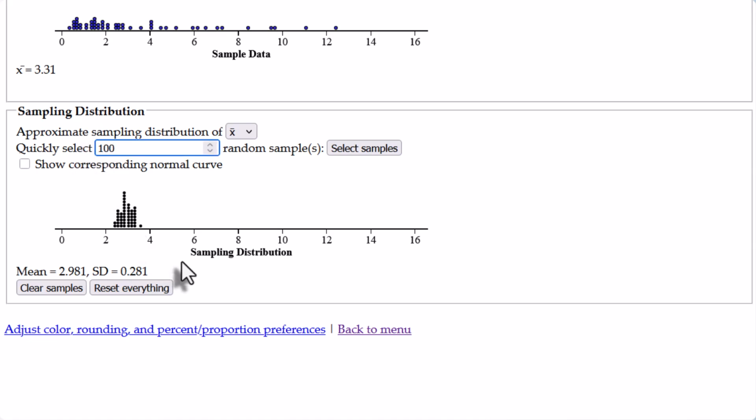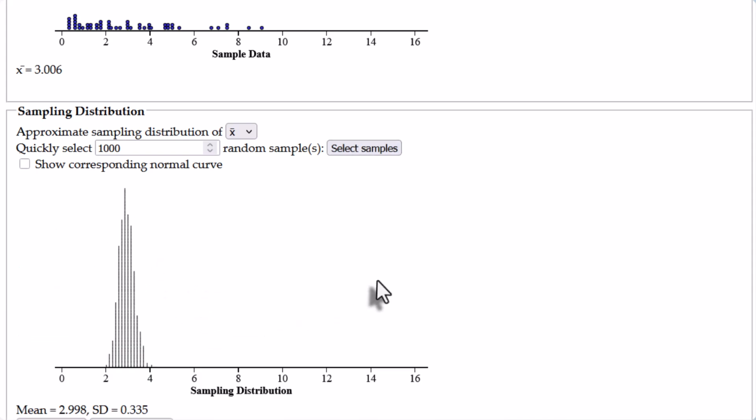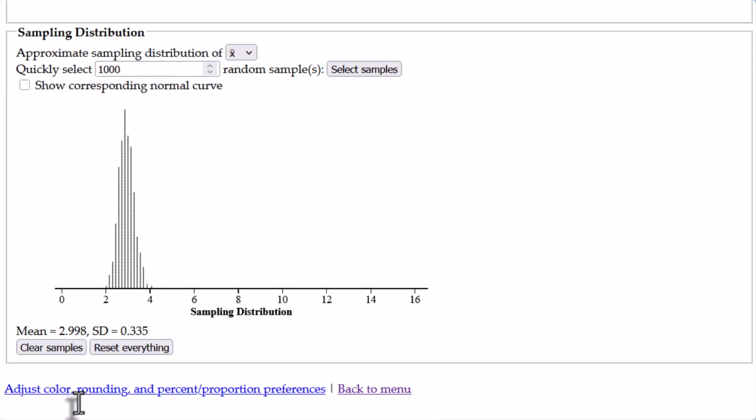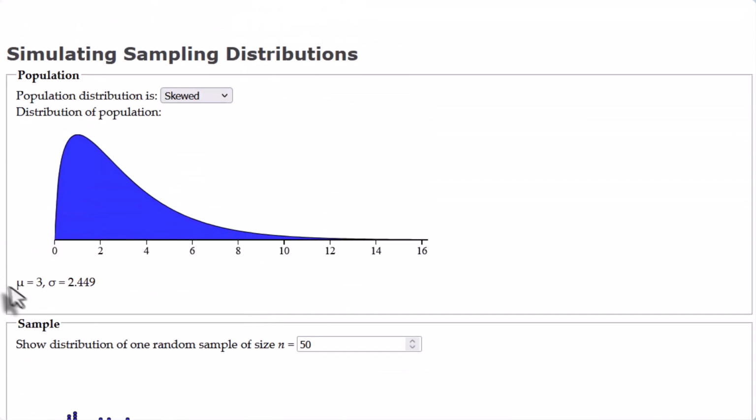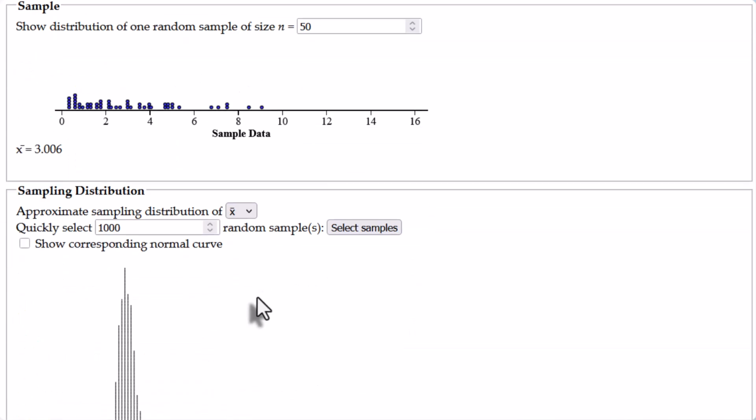I'm going to do 1,000 samples here so we get a nice full dot plot. And you'll see that we have this kind of bell-shaped or single peak distribution in our dot plot. The peak is at about 3. Down below it says that the mean of this distribution is 2.998. That is almost exactly the same as the population mean, which is not a coincidence.